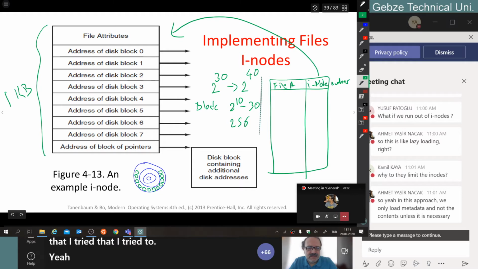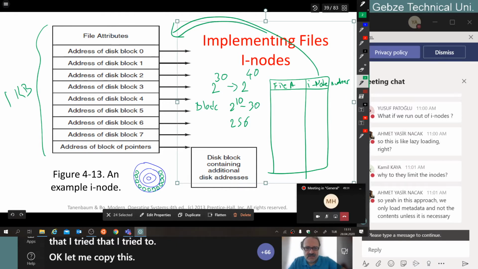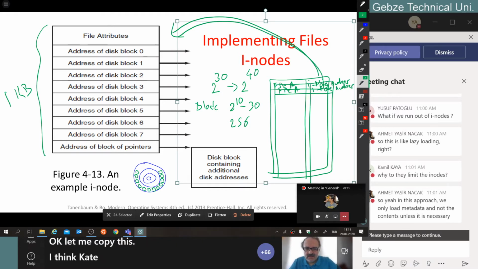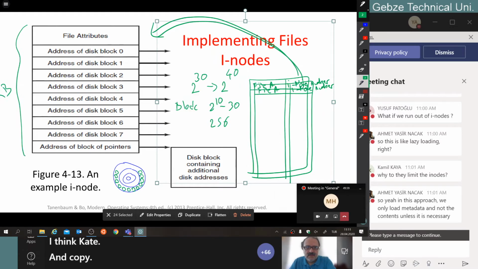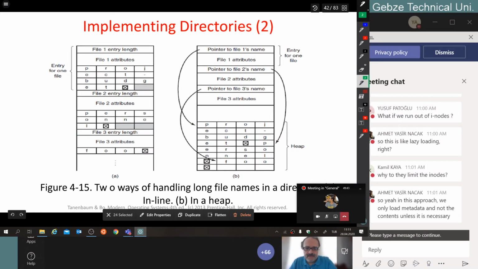Okay, let me copy this. Duplicate and copy. If I can. No, I couldn't do it. I kept drawing pictures like this.